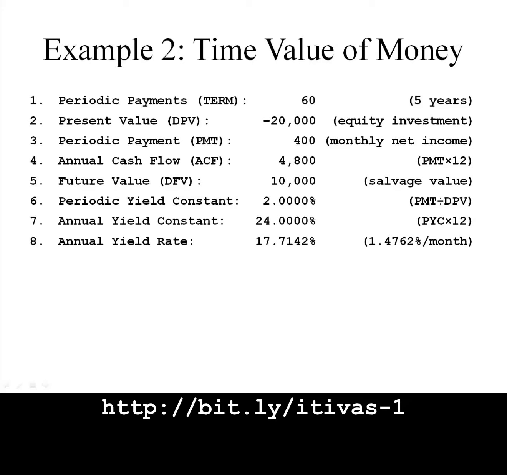The annual yield rate would be 17.7142%, or 1.4762% per month. That is, you put in $20,000 today, you collect $400 per month, and at the end of the 60 payments, you collect a final salvage value of $10,000. Combine that together, it's as if you loaned $20,000 at an annual rate of 17.7142%, receiving $400 per month and a $10,000 balloon.